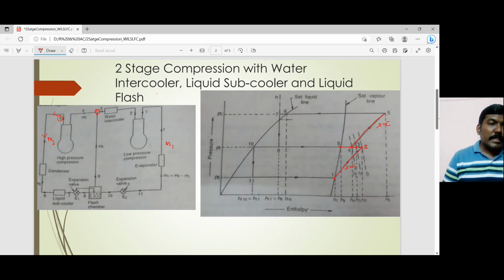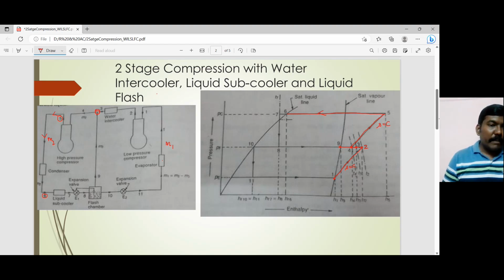The refrigerant that enters into the condenser is condensed to point number 6. At the exit of the condenser, you can see point number 6. So this is the line 5 to 6. From 5 to 6, I am fixing my point on the saturated liquid line at the pressure level of the high pressure compressor.